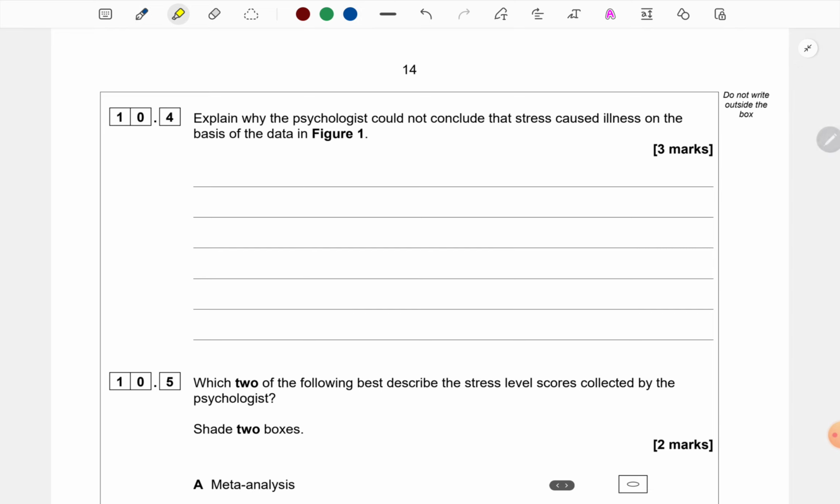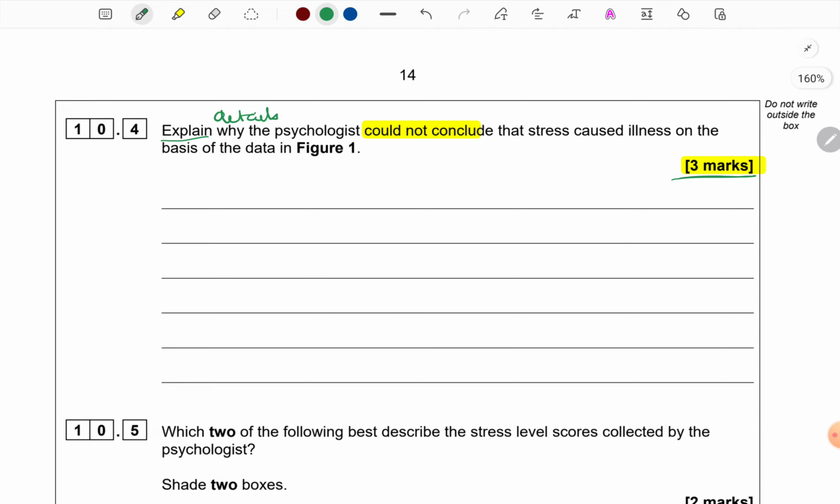Explain why the psychologists could not conclude that stress caused illness on the basis of data in figure 1. Explain means we have to give details. 3 marks means we have to give at length. Why the psychologist could not conclude? The answer is very obvious if we had to give in one line, because the study is purely correlational. I'll get 1 mark for stating that. Next, I need to explain why, in this particular scenario, a conclusion of cause and effect cannot be made. So, there are multiple ways of explaining this.